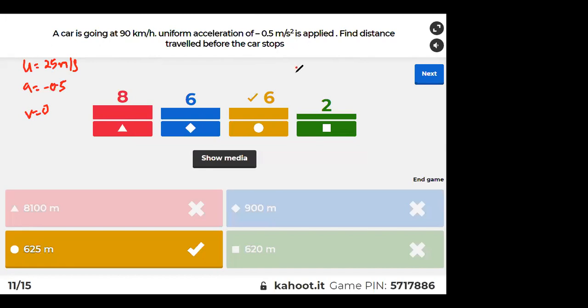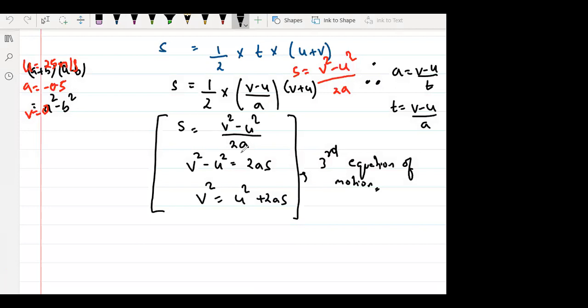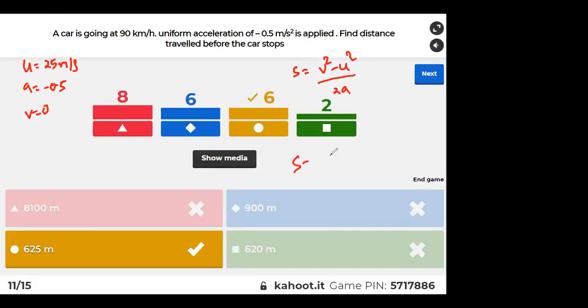So what is s? We know s is equal to v square minus u square by 2a. You just have to put the values and solve. What is v? So 0 minus u square, which is 25 square, which is 625, divided by 2 into minus 0.5. 2 into 0.5 is 1, minus minus will get cancelled. So the answer is 625. Tell me, what is the difficulty in this?